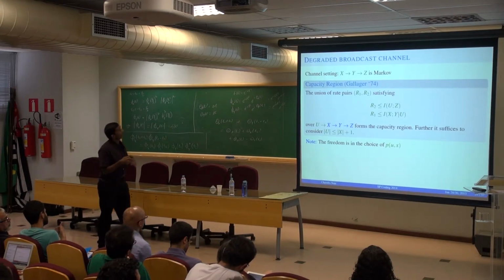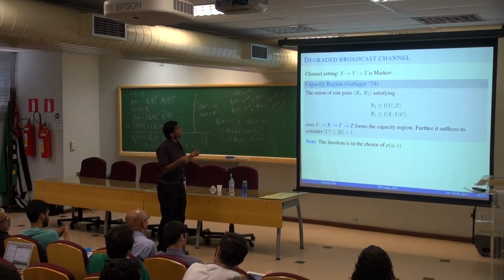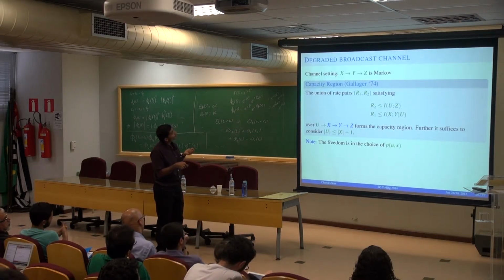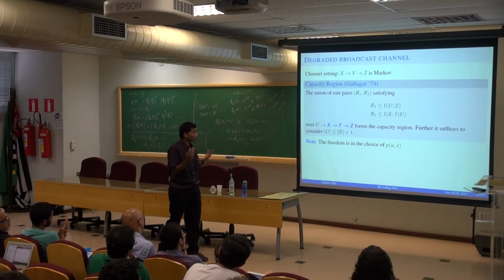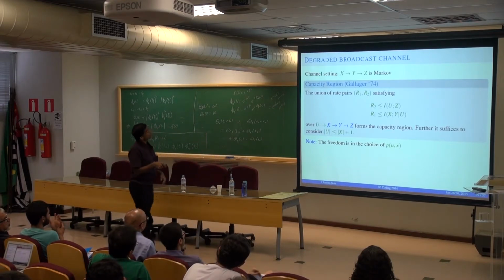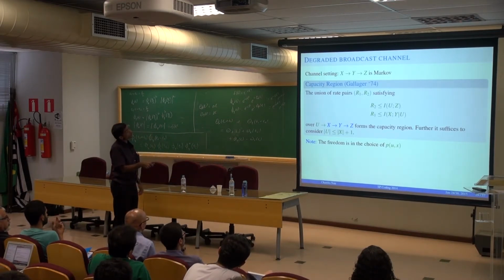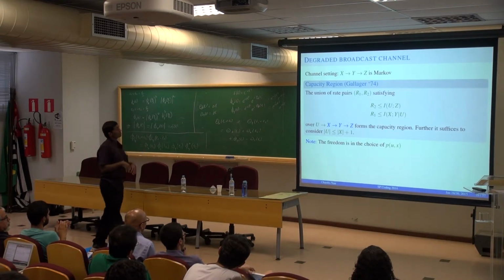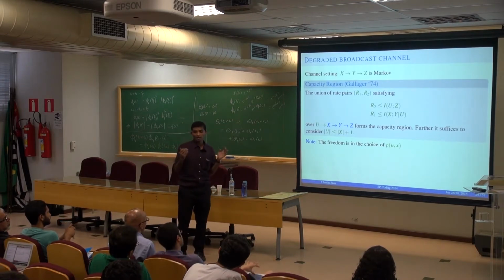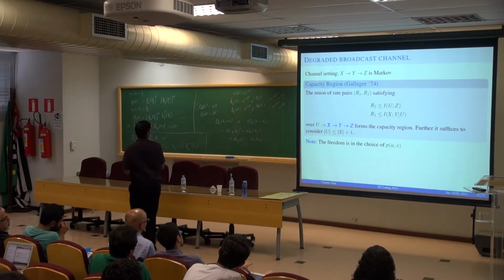Okay. And the capacity region is the union of rate pairs R1, R2 that satisfy these two constraints for some U. U is a random variable that you've not seen before. So this is called an auxiliary random variable. You take any U such that U to X to Y to Z forms a Markov chain. You compute this region as a rectangle. You take the union over all possible U's, and then you get the capacity region. Is that clear? So I hope that's clear.